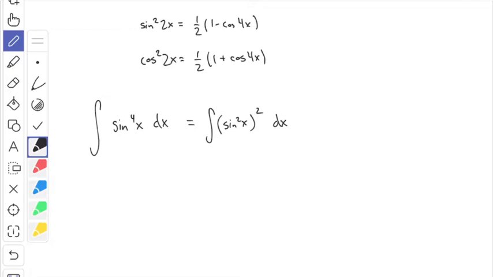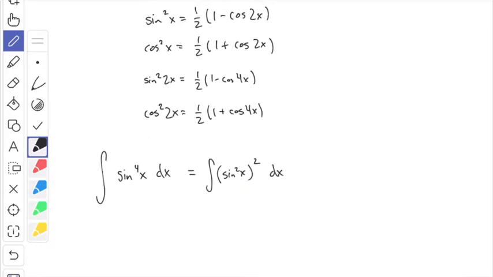Anyway, what are we going to do with this? We're going to use that formula above for sine squared of x and plug it in right there. So it becomes the integral of 1/2 (1 minus cosine 2x), squared, right? Make sure you put everything inside the squaring like that.